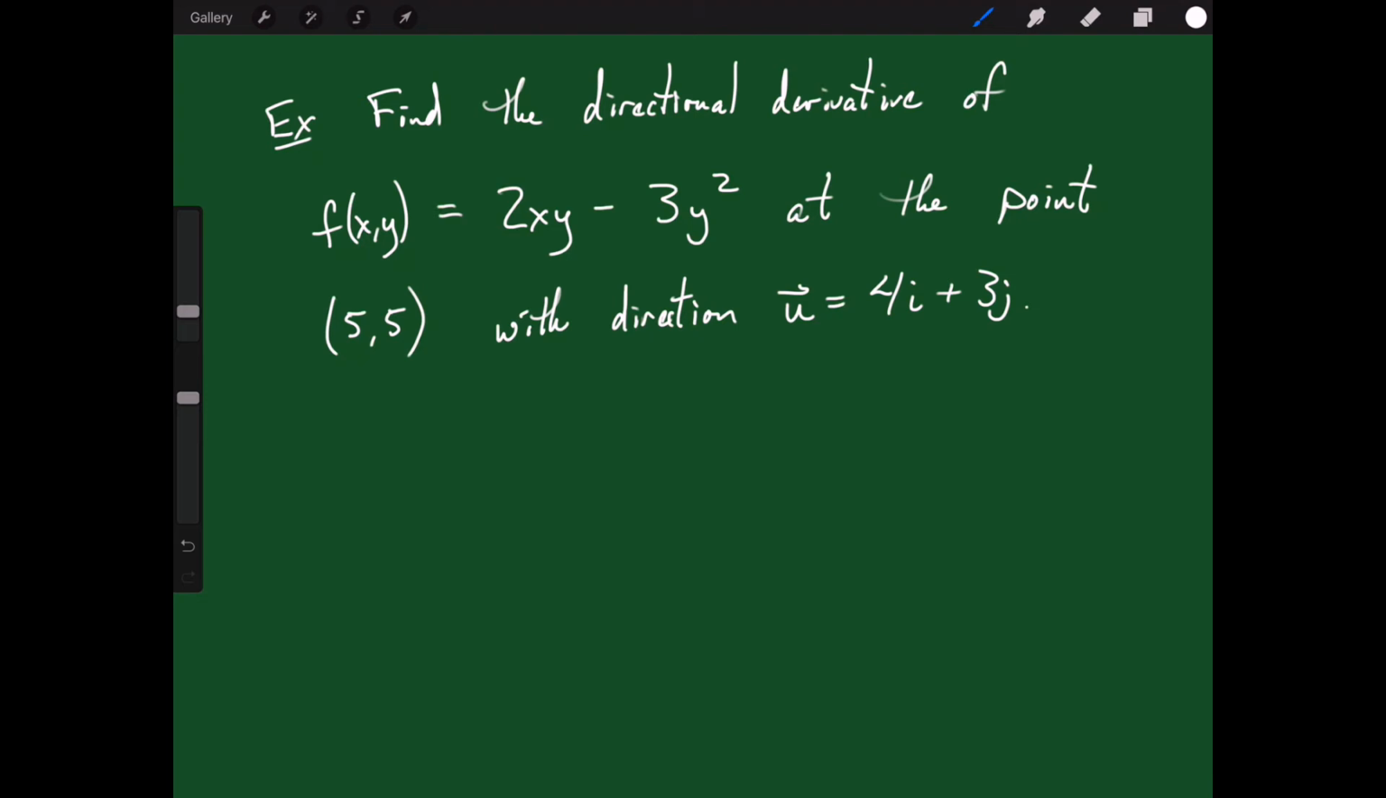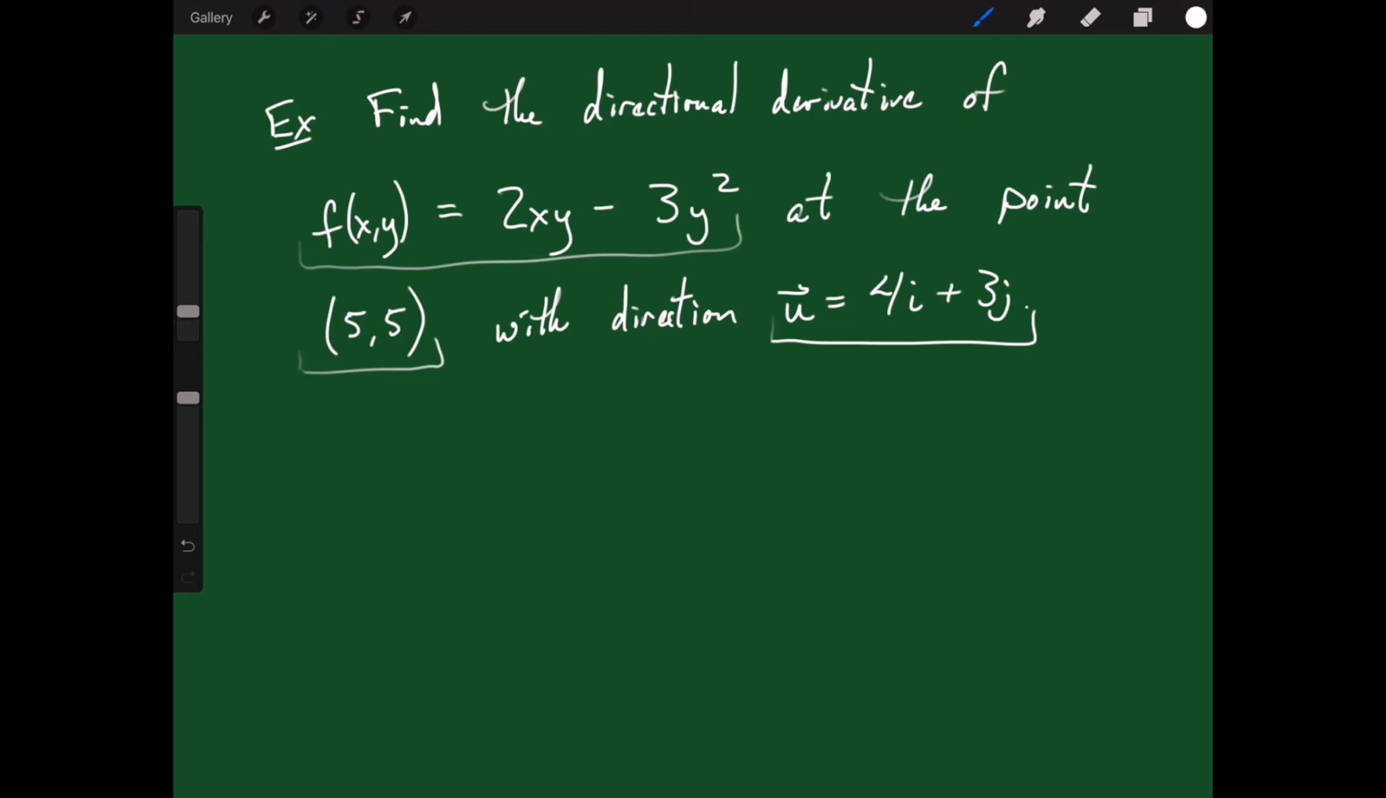Now, a couple things to note. In order to find this directional derivative, I need three things. I need the function. I have the function. I need a point. I have the point. And I need a unit vector. Do I have a unit vector? No, in fact, that's not a unit vector. That vector is not going to have length 1. So this is not right. I actually need to turn that vector, which has a direction and a magnitude, into one with just magnitude 1 so that it's considered a unit vector.